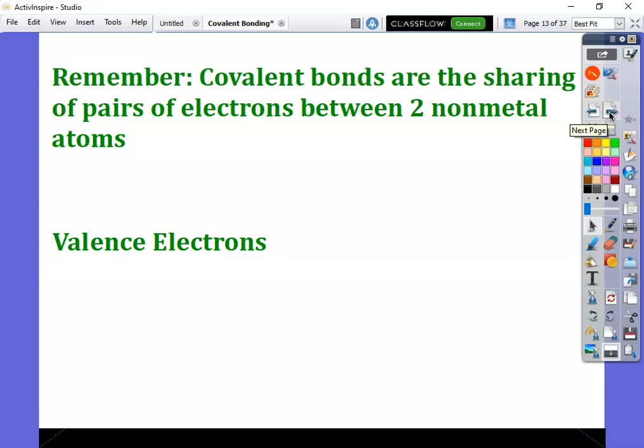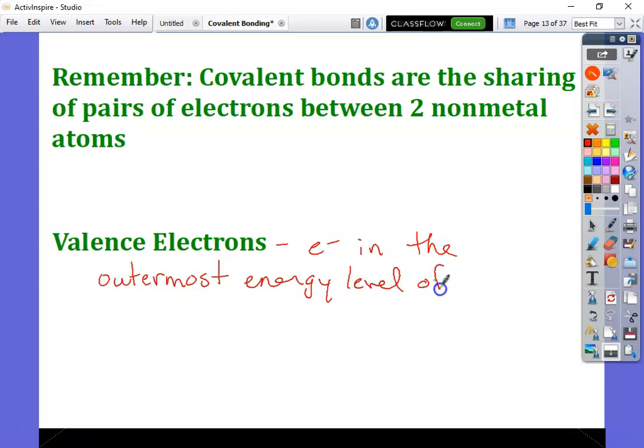So let's take a look at some important vocabulary that we're going to need to keep in mind. First, remember that covalent bonds are the sharing of pairs of electrons between two nonmetal atoms, and the electrons that are shared are the valence electrons. If you remember what we said about valence electrons, these are the electrons in the outermost energy level of our atoms. And remember, we can have up to 7 energy levels in our atoms that contain electrons. The valence electrons are on the outside.